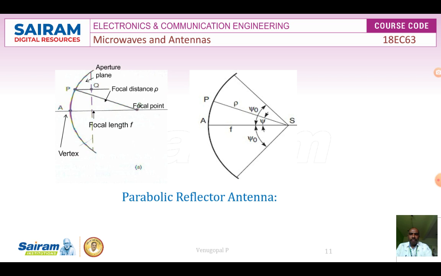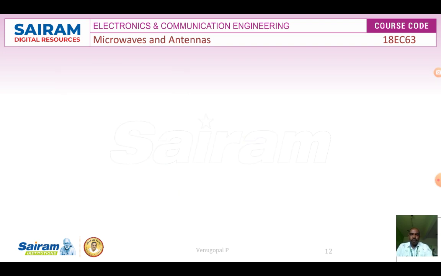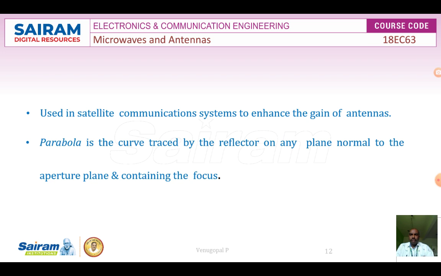So look, this is the parabolic reflector antenna, which you already studied as the dish antenna or parabolic dish. This parabolic reflector antenna consists of the parabolic reflector, which is the curved surface of the parabola. So what are the applications of this reflector antenna? Reflector antenna can be used in satellite communication systems to enhance the gain of the antennas, and also it increases the directivity of the antenna.